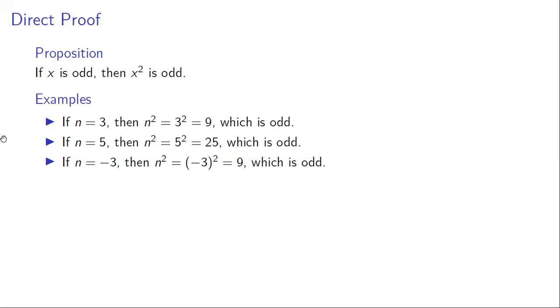The idea is that we just showed that it works in a few examples, but how do we know it works in every single possible case of an odd number? How do we know it works for 1,000,001, which is an odd number? How do we know that 1,000,001 squared is odd? Of course, we can check that manually, but then what about the next odd number and the next odd number? We're dealing with an infinite number of possible odd numbers, so we can't just check all of them. We need a better way of doing this.